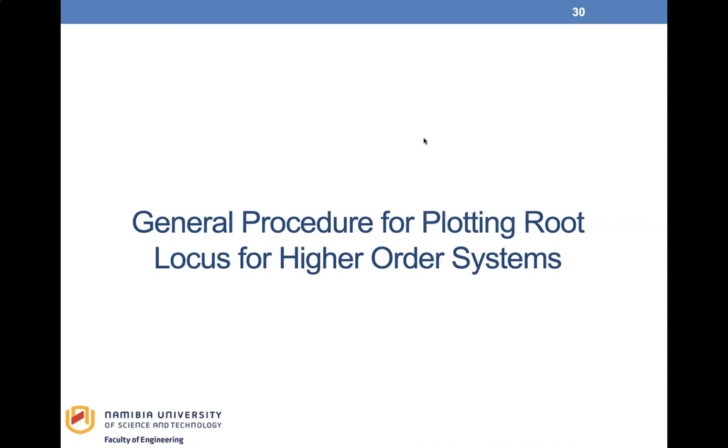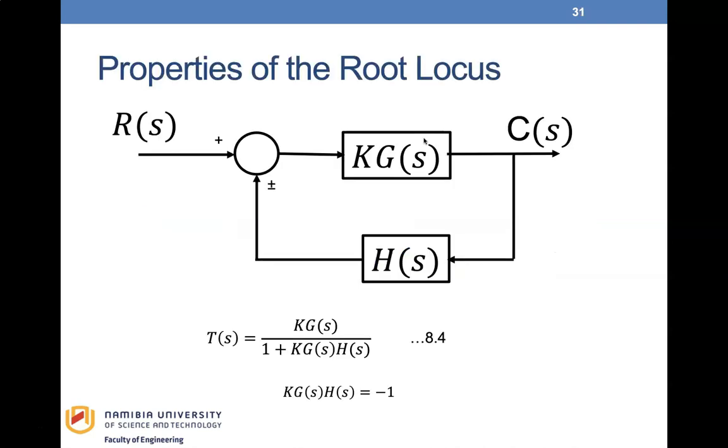Now, I would like to provide a more general procedure for plotting the root locus for higher order systems. First, we will explore the properties of the root locus that will enable us to sketch the root locus for higher order systems without having to factor the denominator of the closed-loop transfer function. Let us consider this general control system. The closed-loop transfer function will be given by equation 8.4.